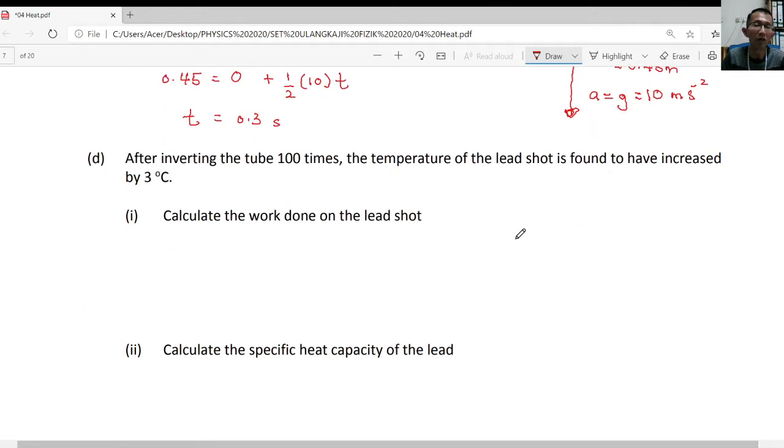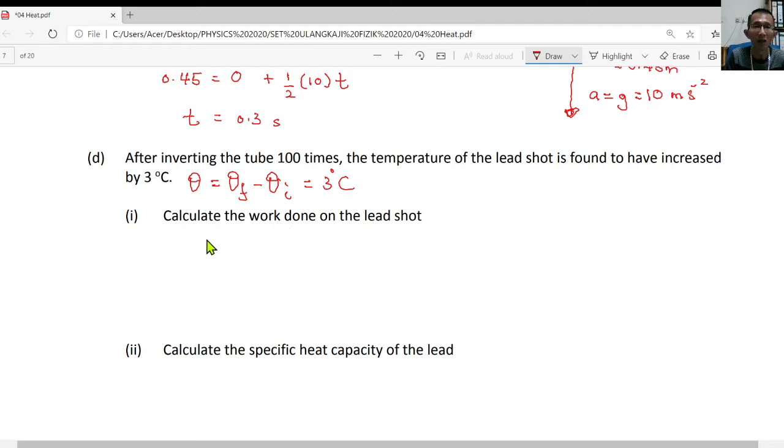All right, so let's go to D. After inverting the tube 100 times, the temperature of the lead shot is found to have increased by 3 degrees Celsius. Okay, increase by, so this must be our theta, whereby theta equals the final temperature minus the initial temperature, and this equals 3 degrees Celsius. Alright, now calculate the work done on the lead shot.